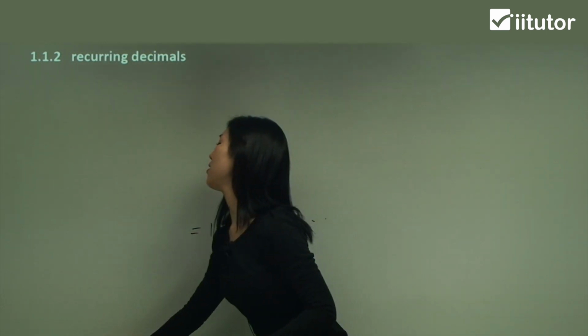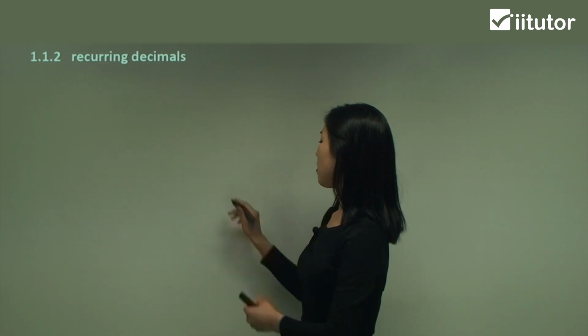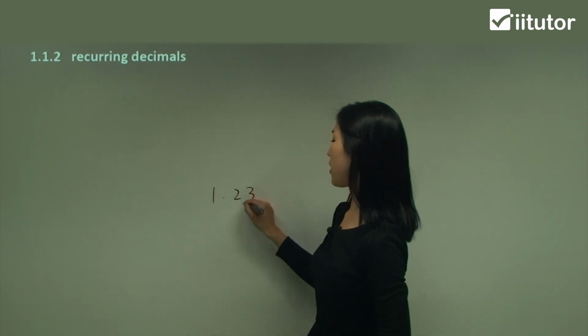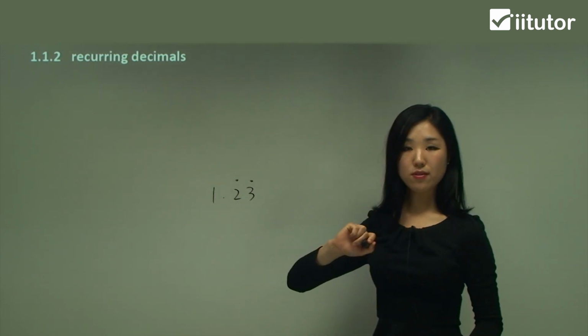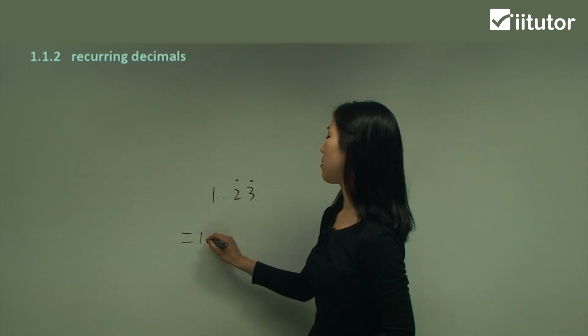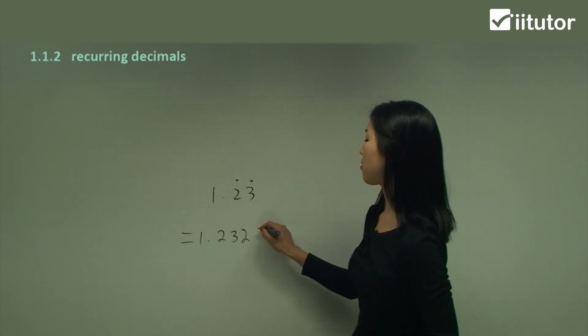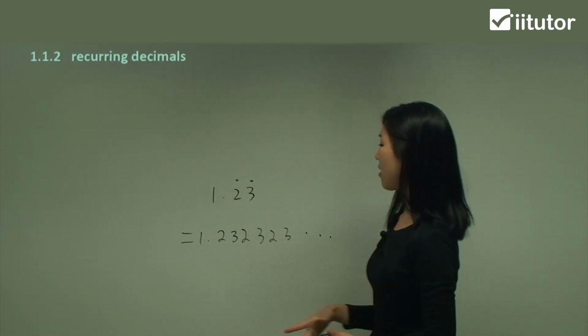And I'll give you another little example. Say for example you have 1.23 and you've got two dots on top of the two numbers. That means both numbers are recurring, so it's going to be 1.232323 on forever, infinitely. That's what it is.